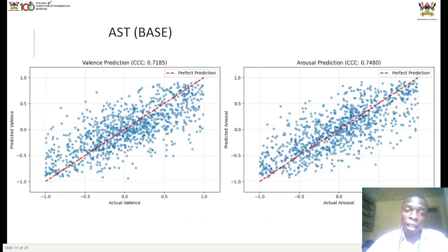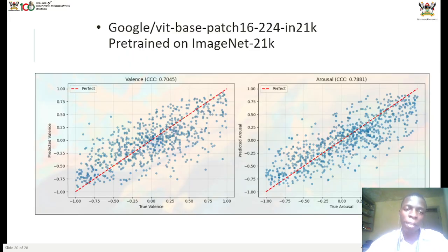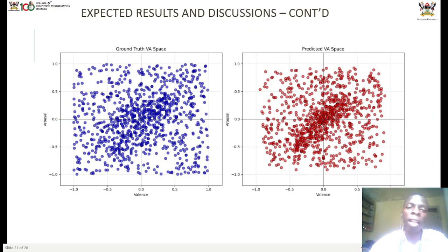These are the values of the AST, 0.71 for the valency, and then 0.78 for the arousal. And then the overall best was the Google VIT over here, which performed way better, and it had values of valency 0.7 and arousal 0.78, and it was the best model that outperformed the others. Here we have the expected results. The blues represent the ground truth, and the reds here represent the predicted.